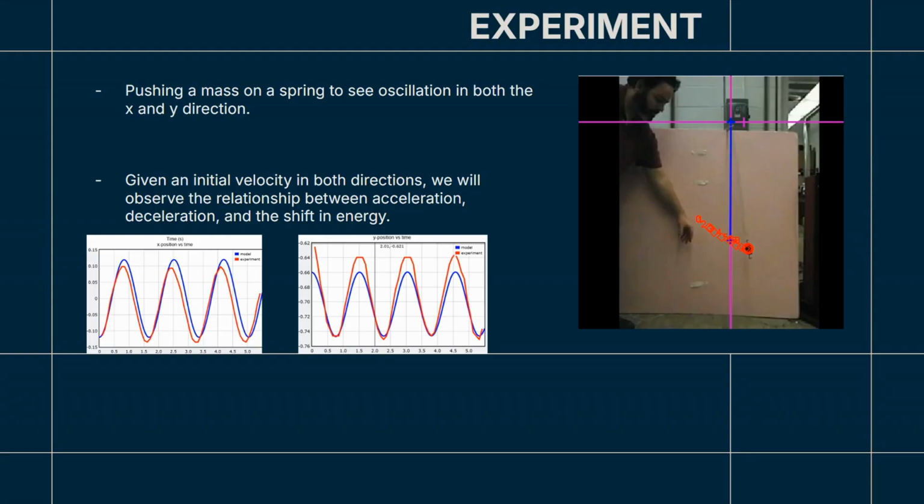Now, the experiment that we are doing is we will be pushing a mass on a spring to see the oscillation in both the x and the y direction. Given this initial velocity, the push, we will have to observe the relationship between acceleration, deceleration, and the shift in energy. One thing to notice that we'll be talking about later is that the x position graph on the left and the y position graph on the right, one is a sine wave and one is a cosine wave, which leads to a phase shift we will later get into.